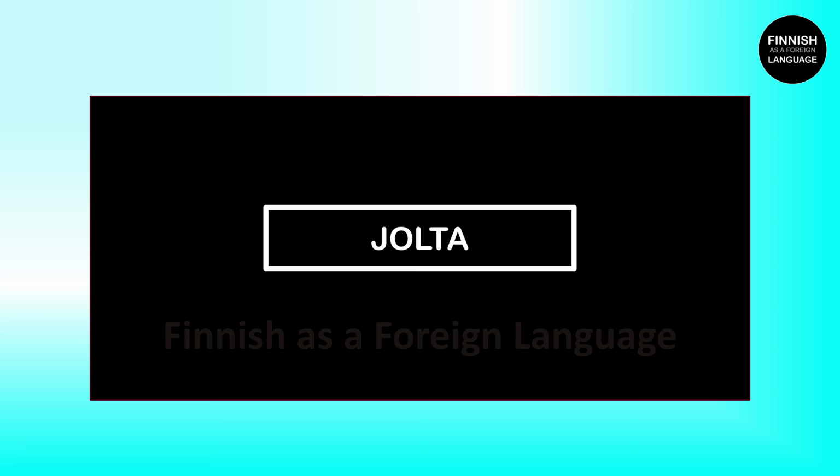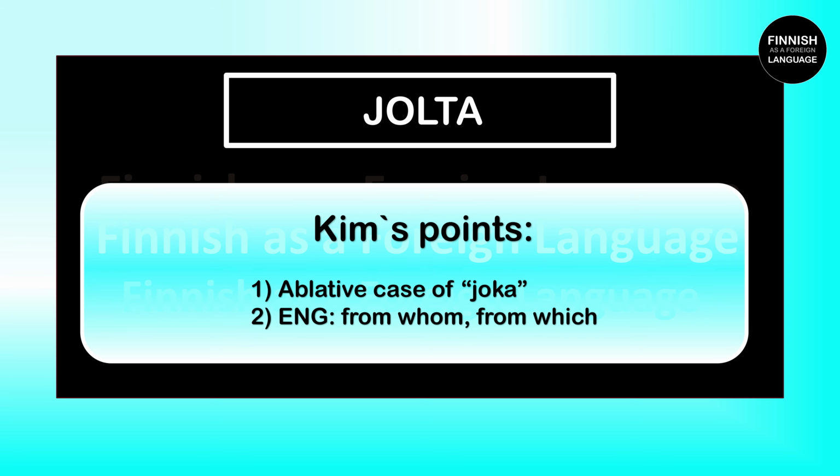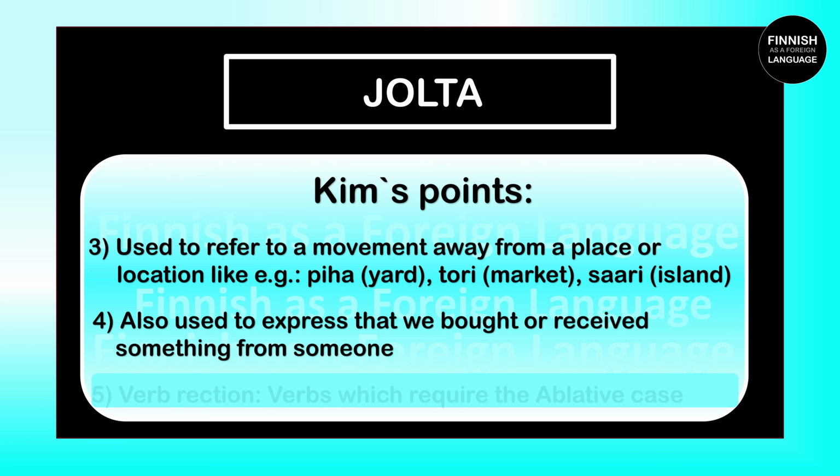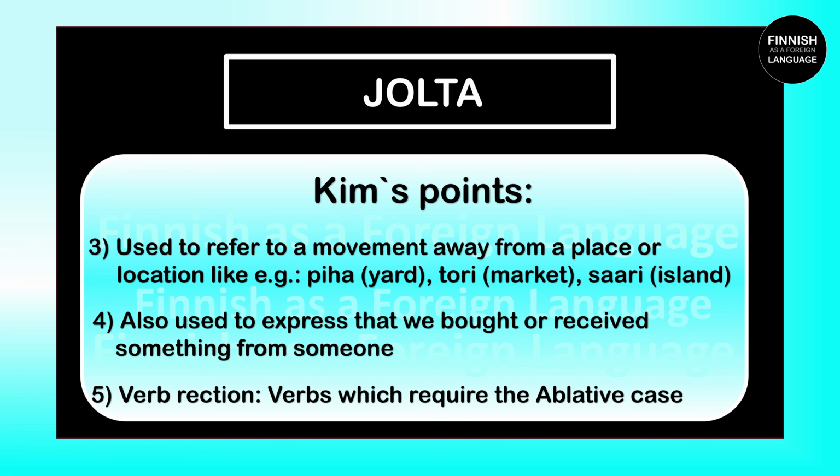Now we carry on with jolta, which can be understood as from whom or from which. We use jolta, which is the ablative case of joka, mainly to refer to a movement away from a place or location, like for example a yard, which is piha in Finnish, or also when we want to express that we bought or received something from someone. Jolta can also, by the way, be used with verbs that require the ablative case. Now, let's take a look at some examples.